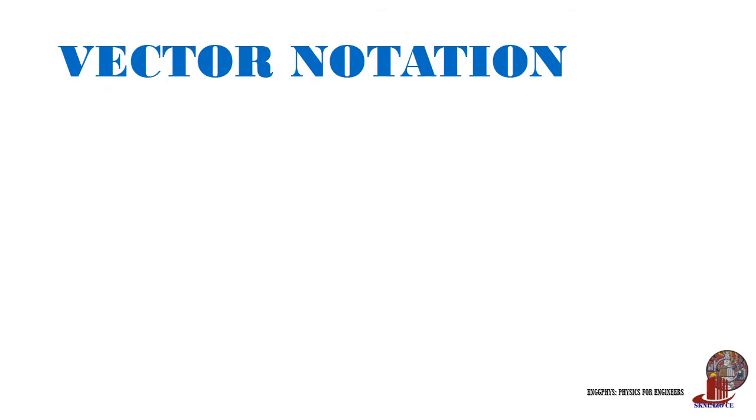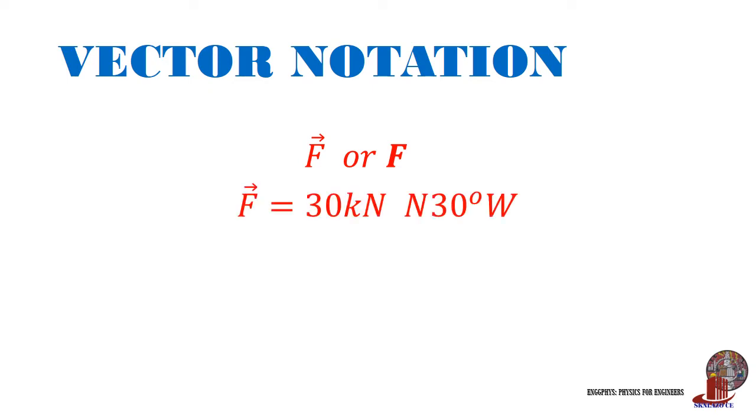A vector can be noted with an arrow accent over the parameter or placed in bold letter. In the example of vector F equal to 30 kilonewtons north, 30 degrees west, 30 kilonewtons is the vector's magnitude, while north 30 degrees west is considered its direction.